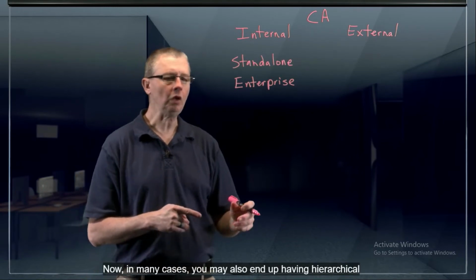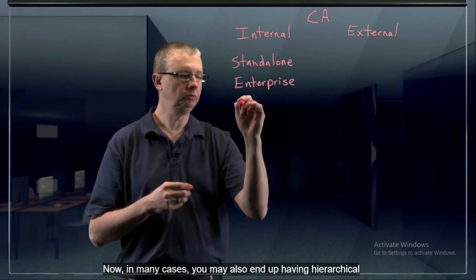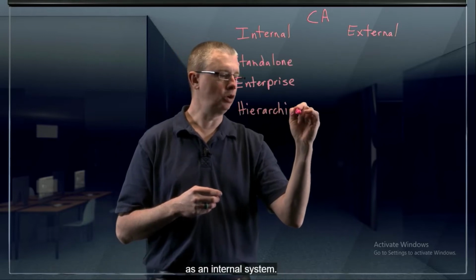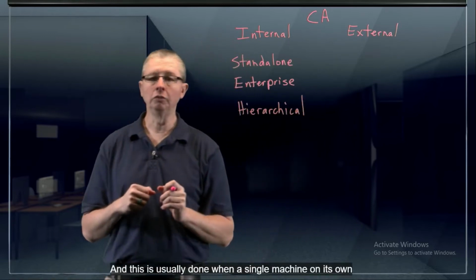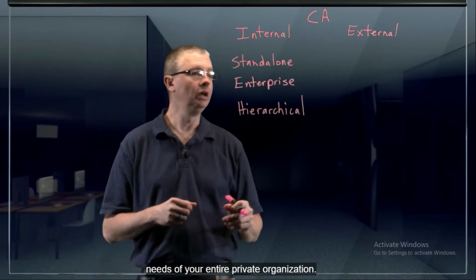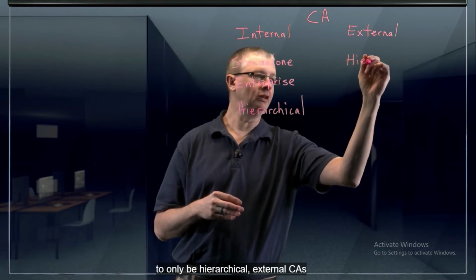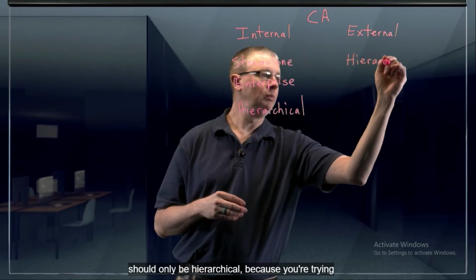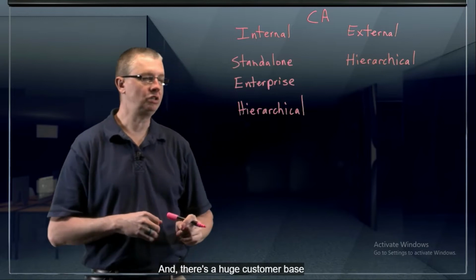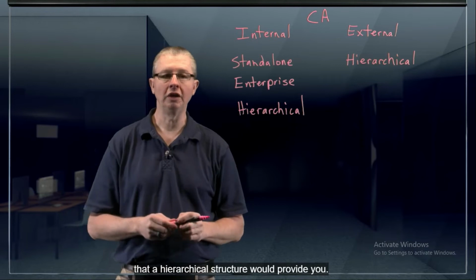Now, in many cases, you may also end up having hierarchical as an internal system, and this is usually done when a single machine on its own isn't sufficient to handle the resource needs of your entire private organization. It is much more common for external machines to only be hierarchical. External CAs should only be hierarchical because you're trying to support the entire internet, and therefore there's a huge customer base, and you need the distribution and the workload power that a hierarchical structure would provide you.